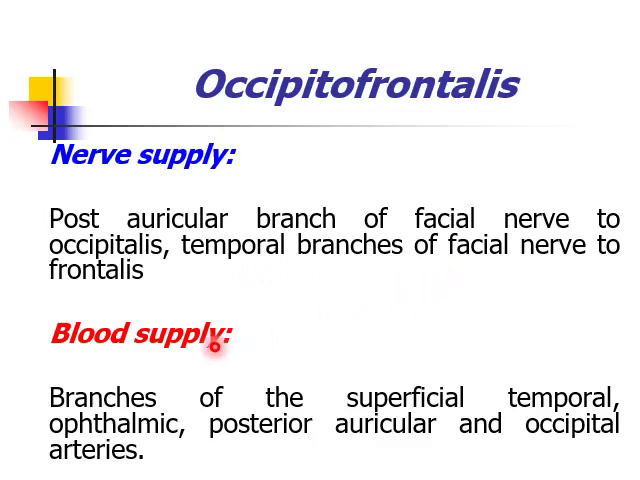The blood supply of the occipitofrontalis is through branches of the superficial temporal, ophthalmic, posterior auricular, and occipital arteries, with the blood supply of the scalp, as we will discuss later on, inshallah.